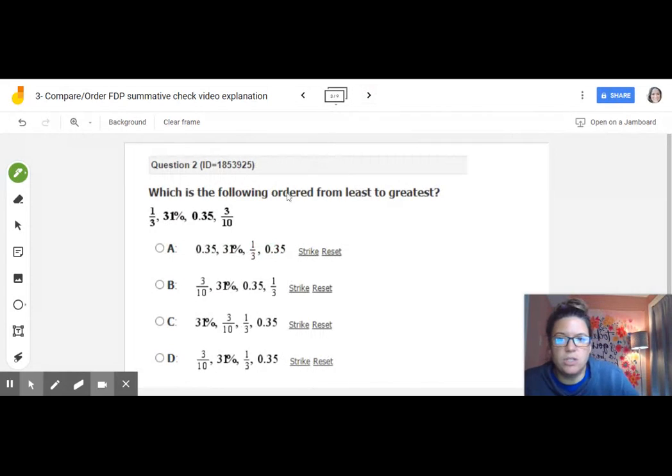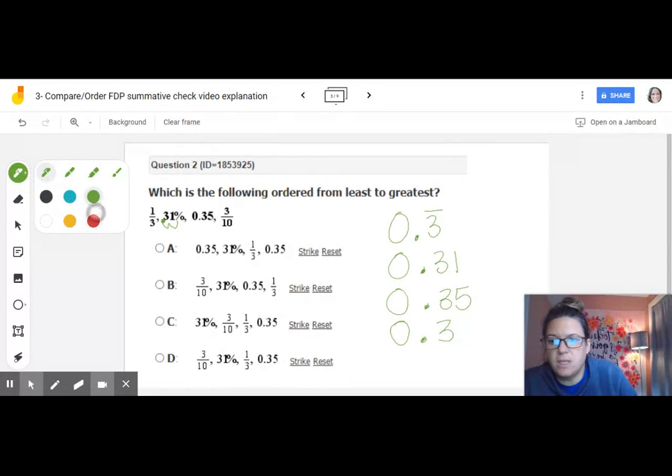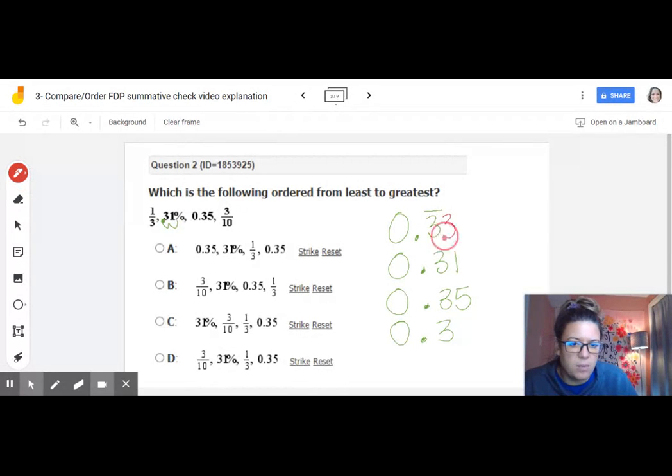All right, question 2 looked like this, which is in order least to greatest. I'm going to turn them all into decimals and line them up. 0.3 repeating, 0.31 or 31/100 because I went back 2 places. This one is already in decimal form. And then 3/10. If you want to make them have the same, that's going to be a 3 and that's going to be a 0, because this repeats and this ends. So that's a 0.